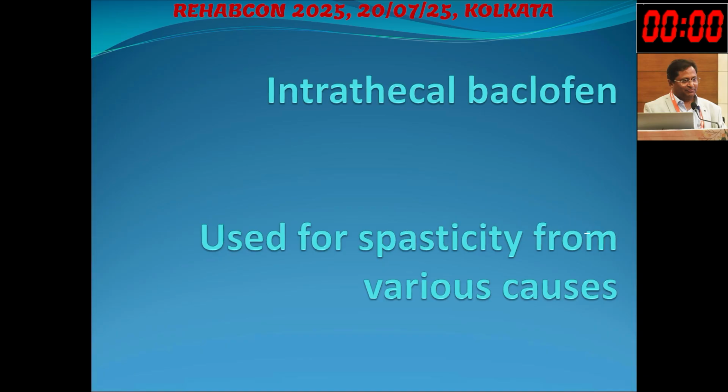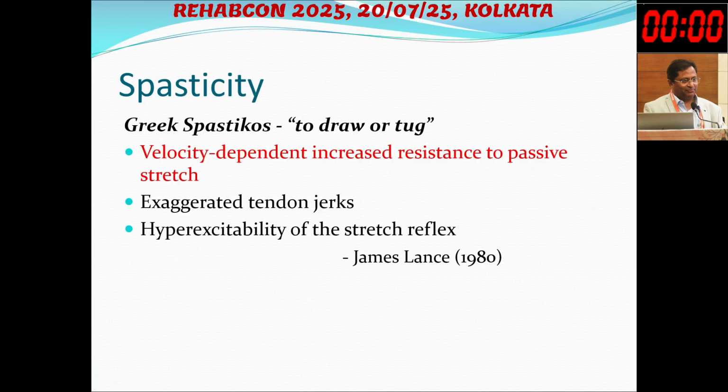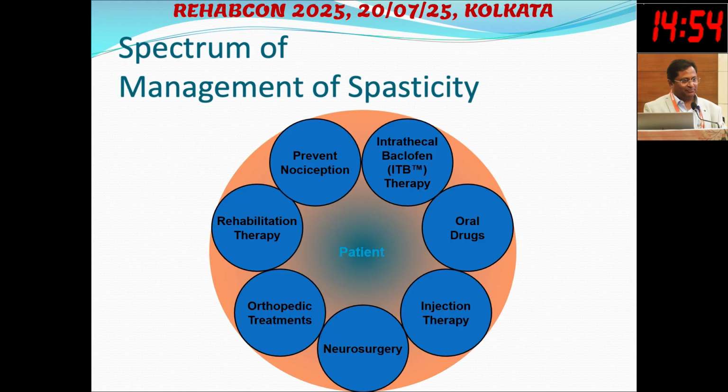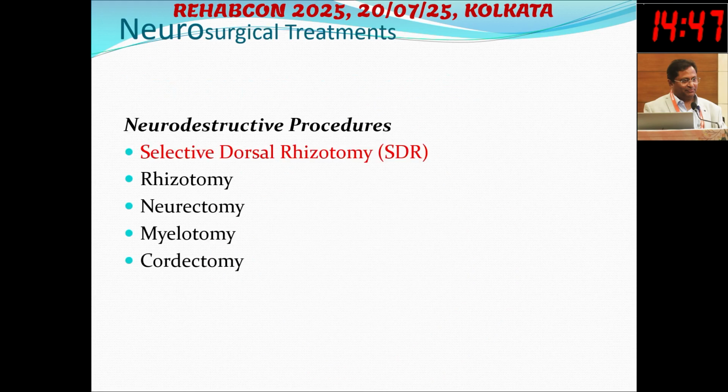So intrathecal BACLOFEN is used for spasticity of various causes. We already know what spasticity is, so I'm not going into the spectrum of management of spasticity in detail. Neurosurgical treatments available for spasticity are selective dorsal rhizotomy, neurectomy, myelotomy, cordectomy. But commonly we do two things, BACLOFEN pump and SDR.